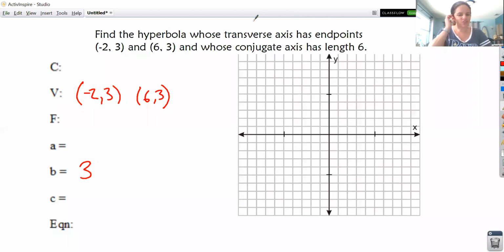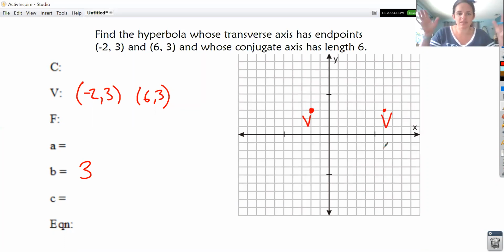All right, if we look at the information that's given to us, notice that (-2, 3) and (6, 3) are my vertices. They're the endpoints of the transverse axis, and so those are the vertices. If I wanted the foci, those would be the endpoints of what we call the focal axis, which is the same as the transverse axis, but just a different length. So there's (-2, 3) and here's (6, 3), and I'll label those as vertices so I don't confuse myself later.